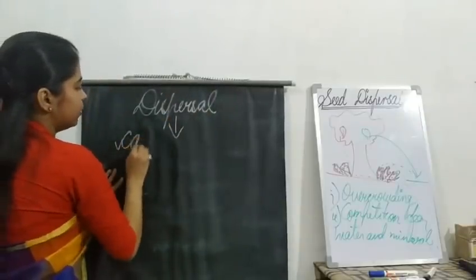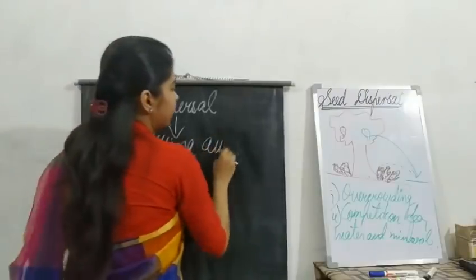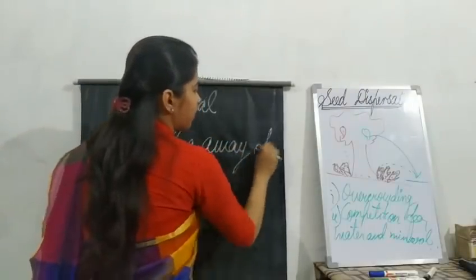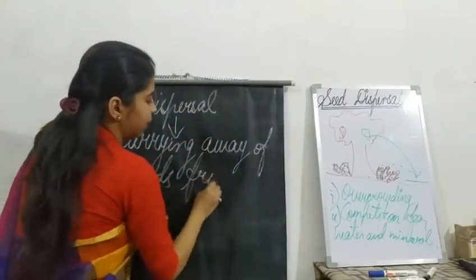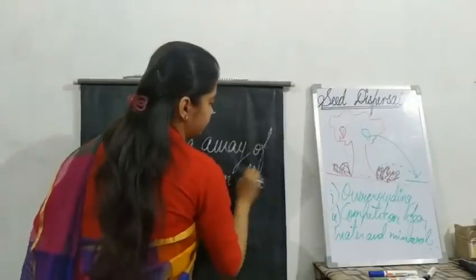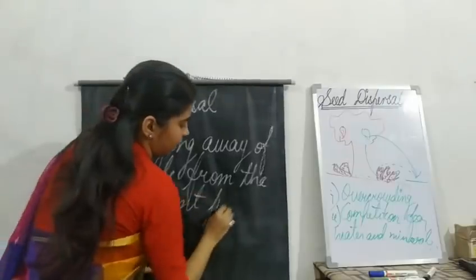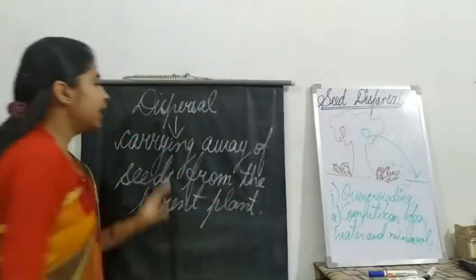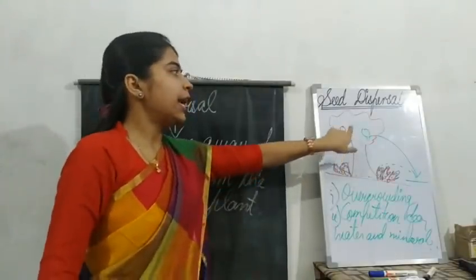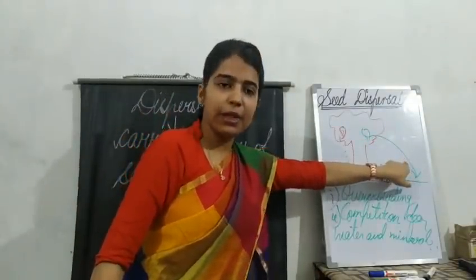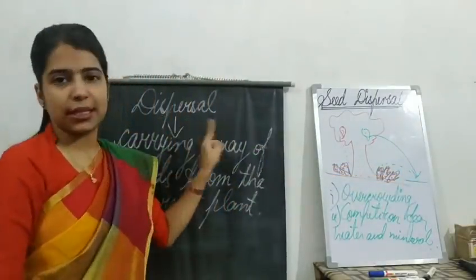Carrying away of seeds from the parent plant. Carrying away of seeds from the parent plant means if the seeds are carried to faraway places or distant places, that process is called dispersal.